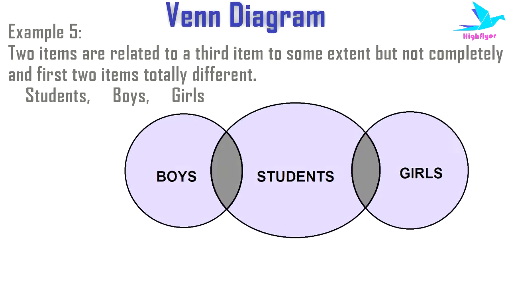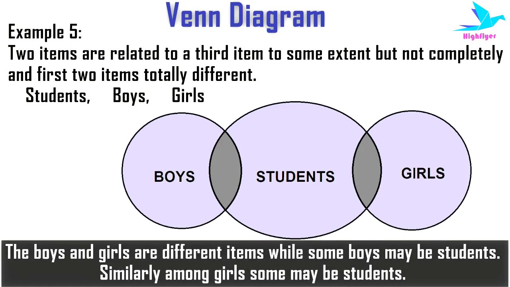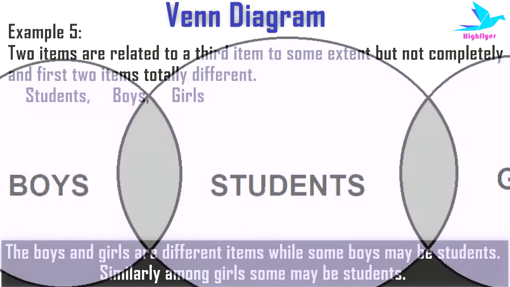Example 5. Two items are related to a third item to some extent but not completely, and first two items totally different. Students, boys and girls. Now here the boys and girls are two different items. While some boys might be students and some girls also might be students.